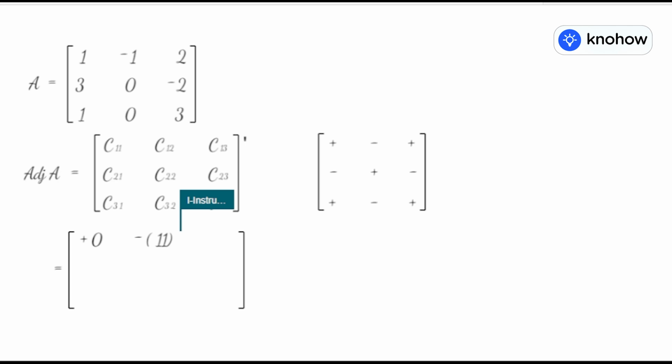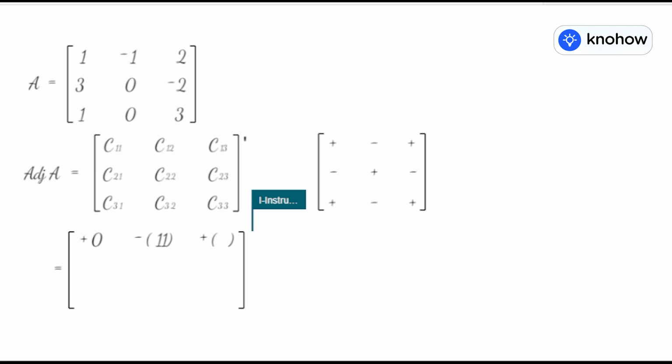And once you find out, it is very difficult to check where exactly you have done the mistake. So don't do everything orally. Then for the third element in the first row, it is plus sign. Plus I keep here, and delete the row and column through A13, that is 2, and you get 3 into 0, 0 minus 0, so it is 0. I'll omit this plus minus sign here.